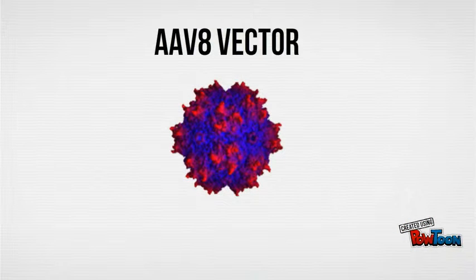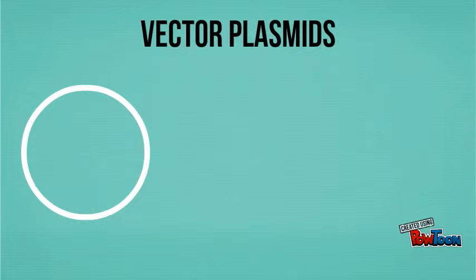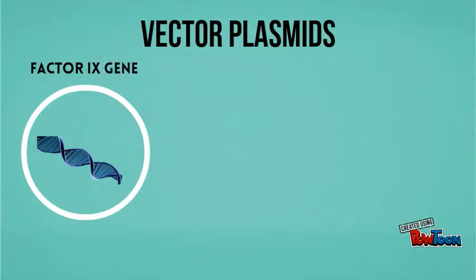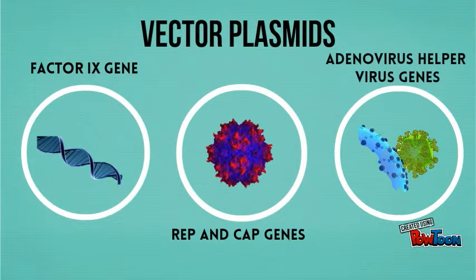The AAV8 vector was engineered to contain three plasmids, one containing the functioning factor IX gene, another containing modified viral genes, known as rep and cap genes, which create the outer protein shell of the virus, and a third containing adenovirus helper factors that allow the adeno-associated virus to infect the liver cells of the patients.